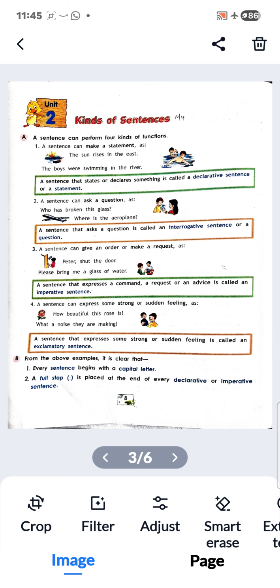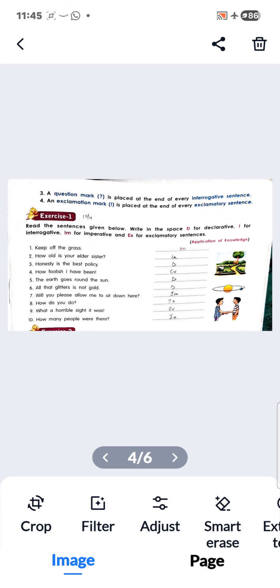Yes. So you all have to learn all these kinds. So every sentence begins with a capital letter. A full stop is placed at the end of every declarative or imperative sentence, and a question mark is placed at the end of every interrogative sentence. An exclamatory mark is placed at the end of every exclamatory sentence. Okay, so you all have to learn all these rules.